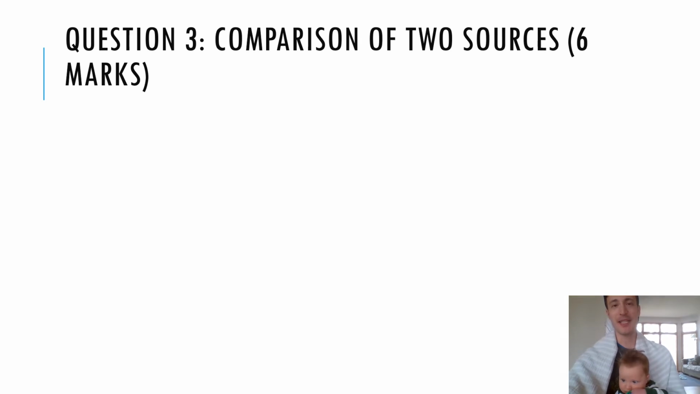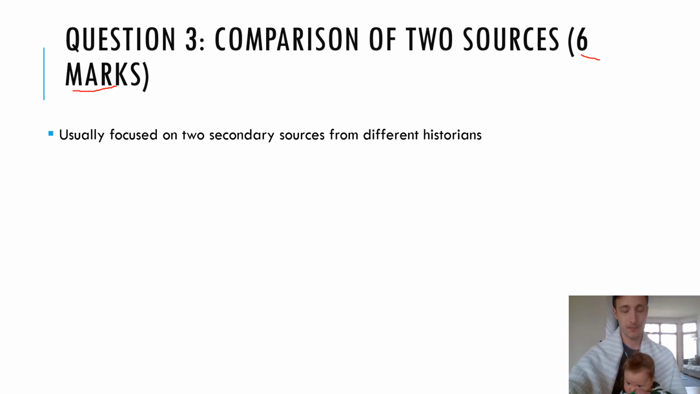Question 3 is a comparison of 2 sources, and it's 6 marks. In my opinion, this is the easiest question. Well, not the easiest, but I think it's the best question because it gets you a ton of marks in comparison to some of the other questions, and I don't think it's very difficult as long as you understand both the sources. Usually it's focused on 2 secondary sources from different historians. They might use a primary source every now and then, but usually I've seen them be 2 secondary sources, at least in recent years, from 2 different historians.